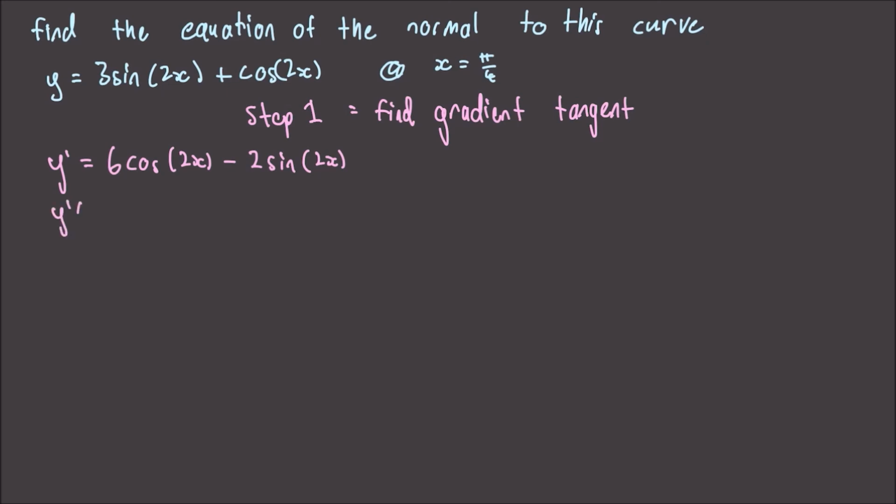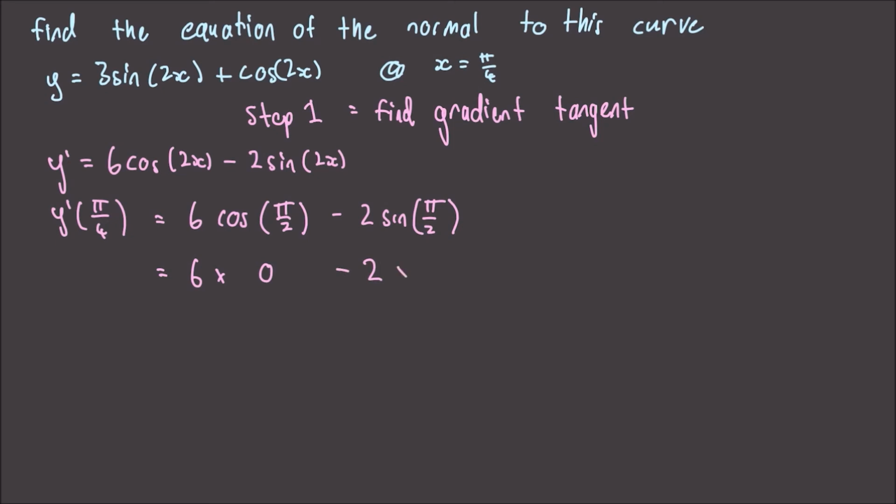So here we go, if we see an x, we'll put in pi over 4 because that's our x coordinate. 6 cos pi over 4 times 2 is pi over 2. Same thing for the sine value. You can use your calculator to work out each of these individual values, or you can use your formula sheet. Cos goes to 0, and sine goes to 1. So we've got a gradient of -2 at this point. Now, of course, we want the gradient of the normal, and we have to apply that -1 over the gradient of the tangent rule to give us a half as our gradient of the normal.